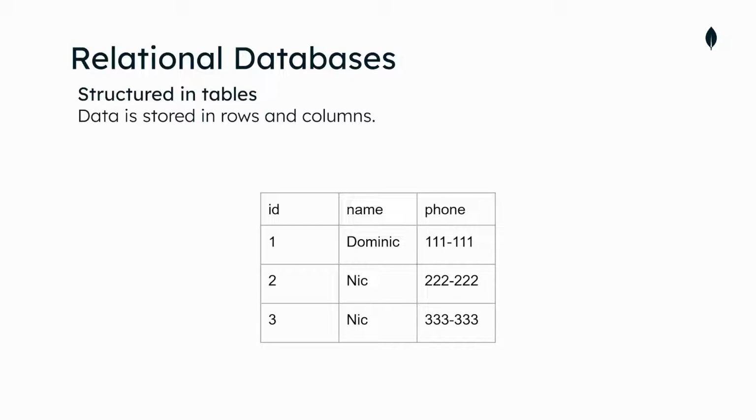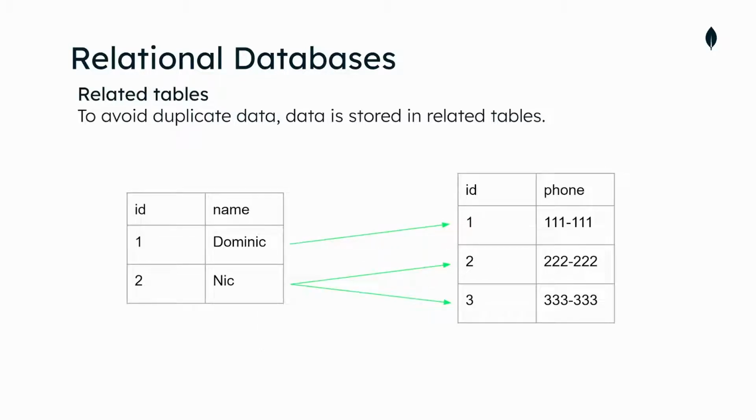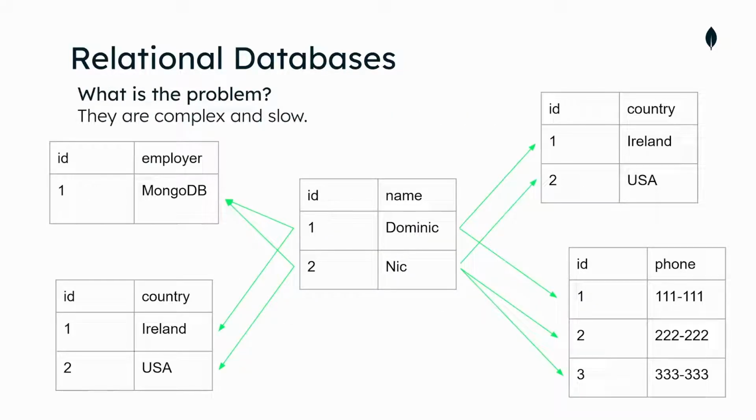To solve this problem, relational databases chose a different approach. You extract the phone number to a new table using one row per entry and then describe a relation between those two tables. So far, this is all clear and easy to understand. So what's the problem with relational databases? And that's what we can see here.